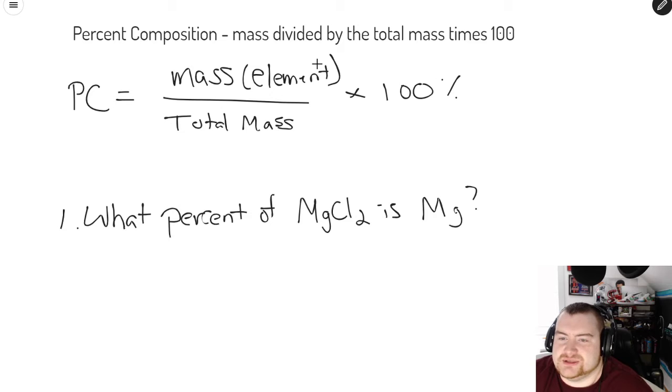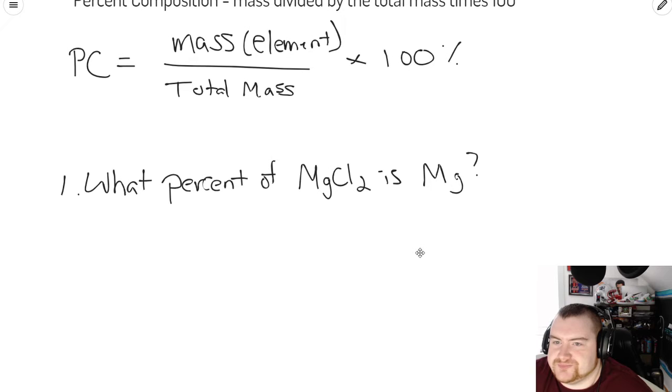So percent composition is going to be the mass of an individual element divided by the total mass of the formula times 100%. So that's what this equation is at the top. You're going to take the mass of whatever I'm asking you to find, divide it by the total mass of the formula, times it by 100%, and that's going to be your answer for the percent composition. So let's jump right into it. Make sure you get this equation at the top.